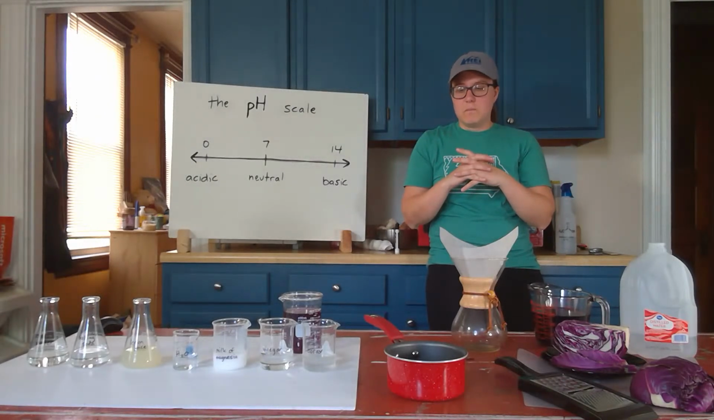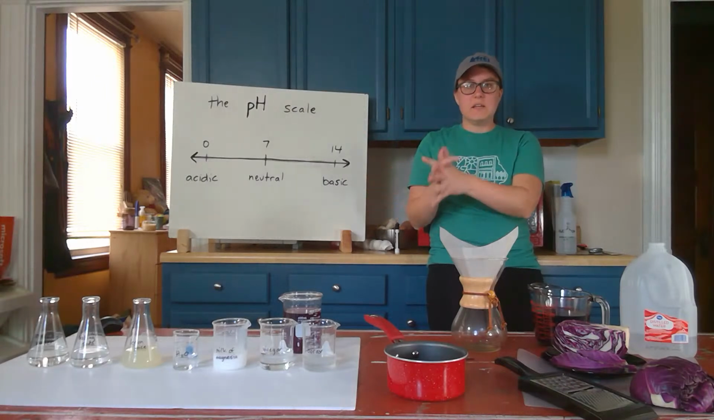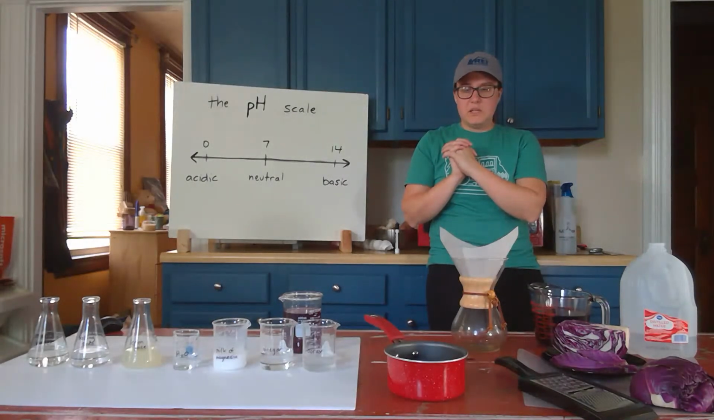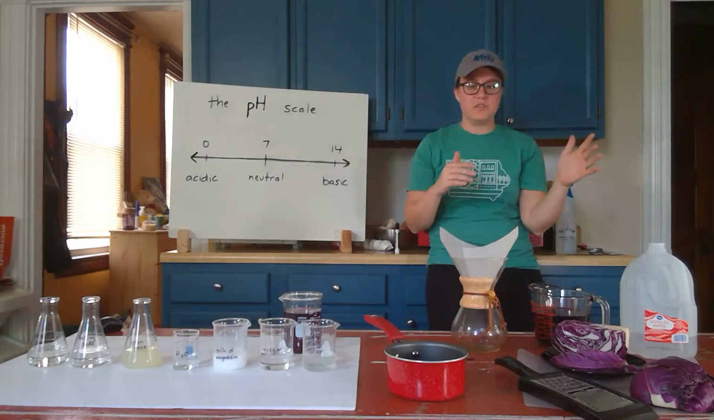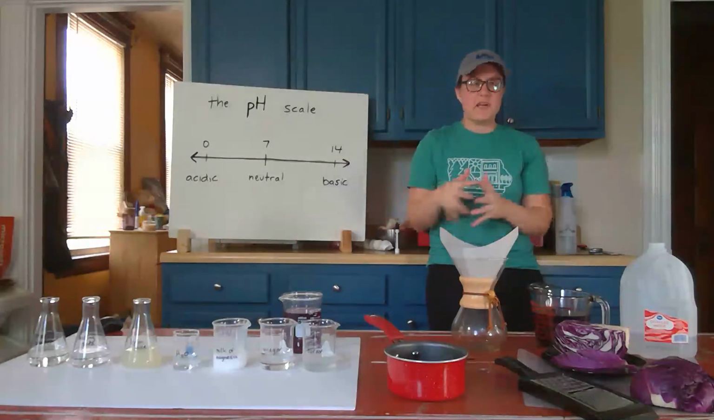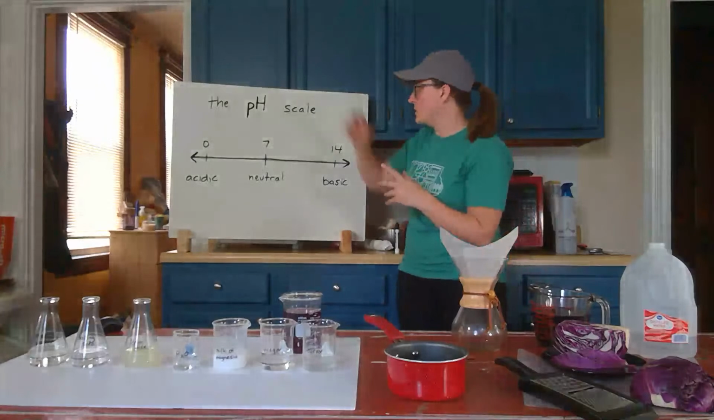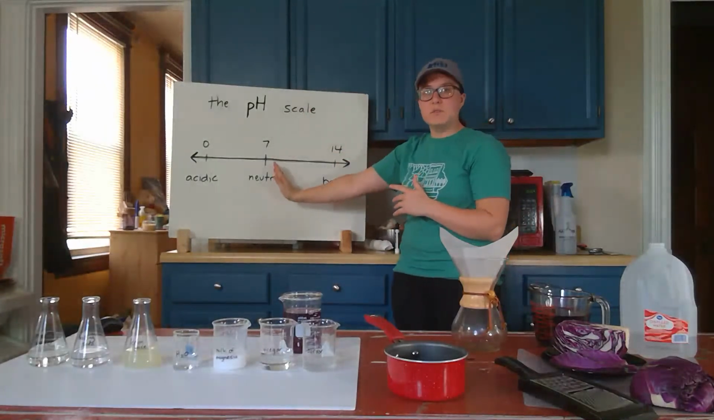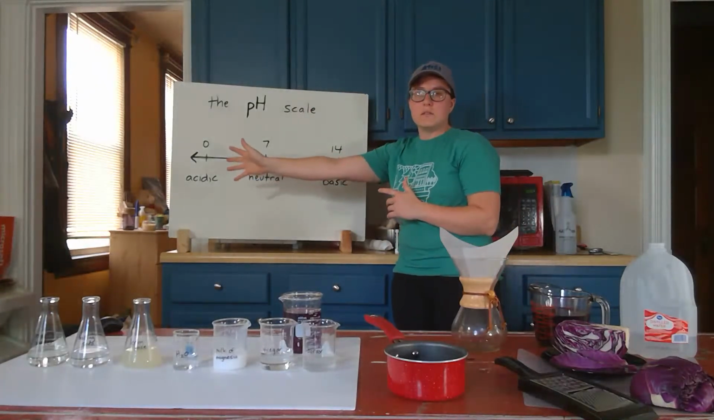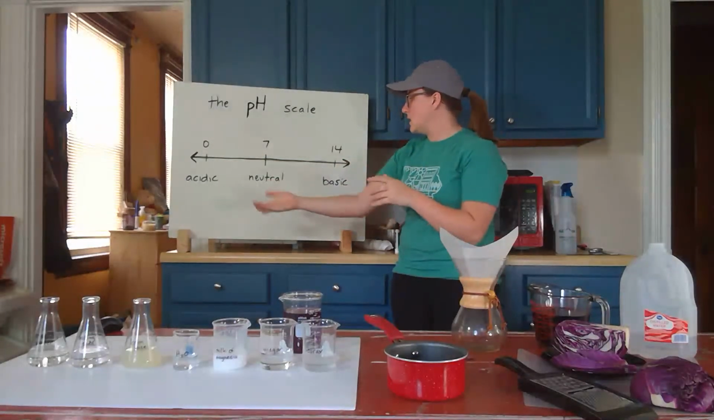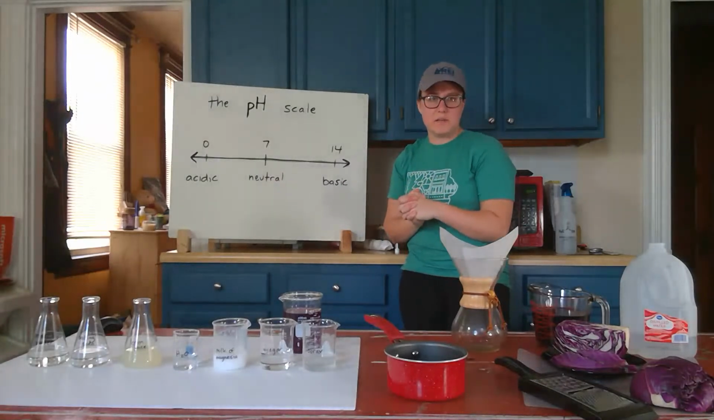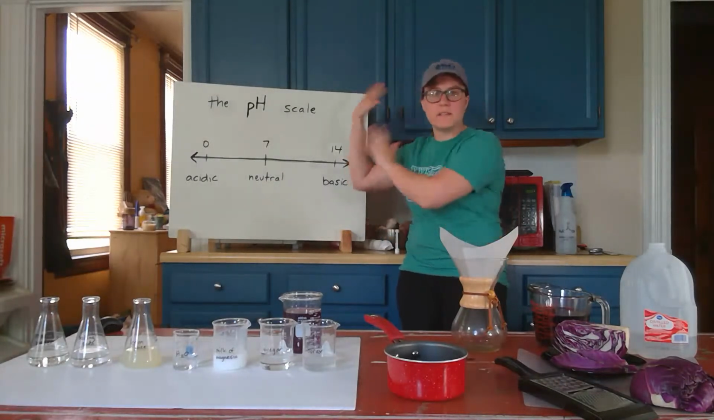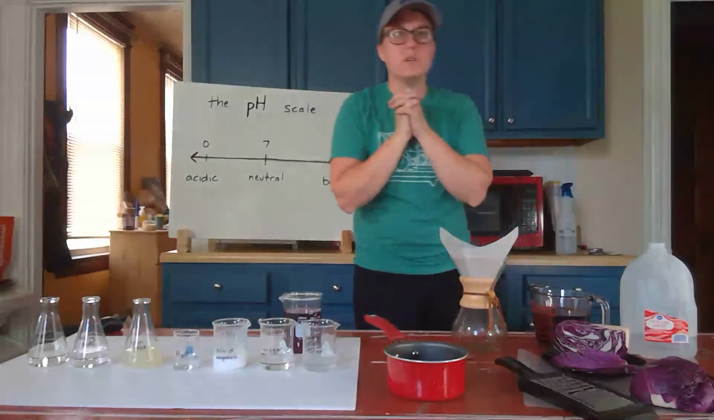So we are going to test these, and I will also be using universal indicator or pH strips to tell us what pH range they're in. We'll see how that compares to the cabbage juice as well. On the pH scale, 7 is neutral. Things that are lower than 7 on the scale are acidic, and things that are higher than 7 are considered basic. Okay, so that's just a little bit of an intro.